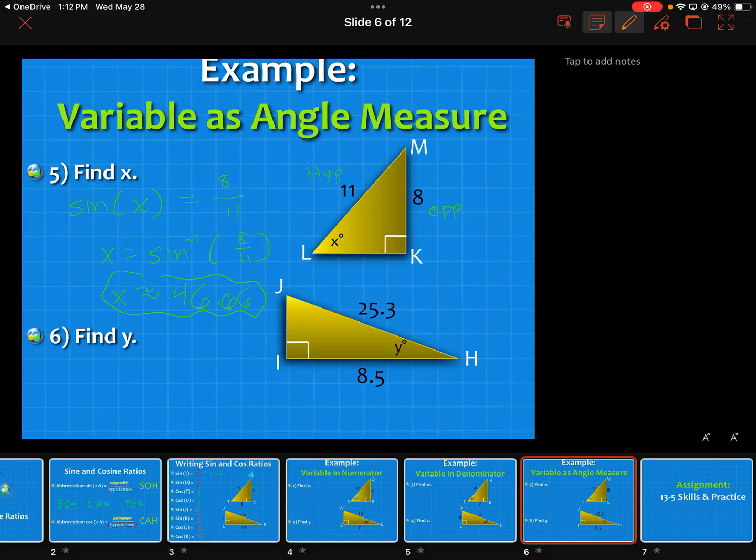Number 6, we have an adjacent leg and a hypotenuse. That means cosine. Cosine of our angle equals 8.5 divided by your hypotenuse. So I'm going to do inverse cosine of that fraction. So hit the second button, then cosine. 8.5 on top, 25.3 on the bottom. This gives me 70.37.